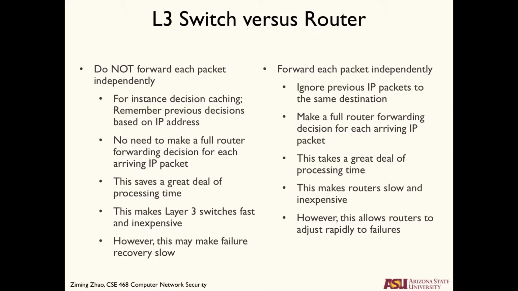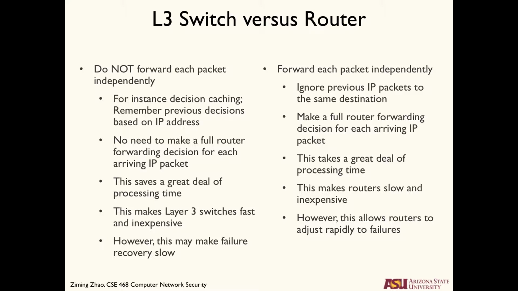However, layer 3 switches usually will cache their decisions. If it sees a packet and decides how to forward it, then next time it sees a similar packet, it will use the same decision it made before instead of dynamically calculating a route again. The benefit is that it's faster, and it could be cheaper. However, if there is a failure in the network, the layer 3 switch cannot find the best route at that time. It might be the previous best route.